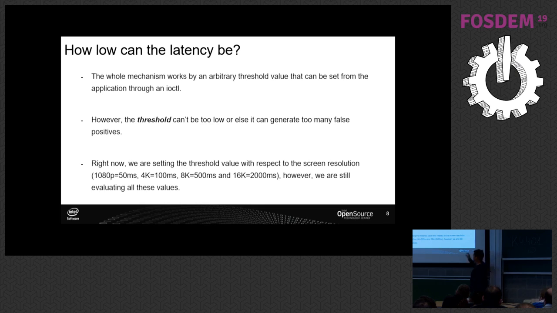As a guideline, these are the values that we are using right now. At 1080p, we're using 50 milliseconds. For 4K, 100 milliseconds, 8K, 500, and 16K, 2000 milliseconds. Of course, this is just theory, right? We don't have such big displays right now, but these are the values that we think we should use. And of course, this is still under investigation, and if people have other ideas on what values we should use, then feedback is welcome.